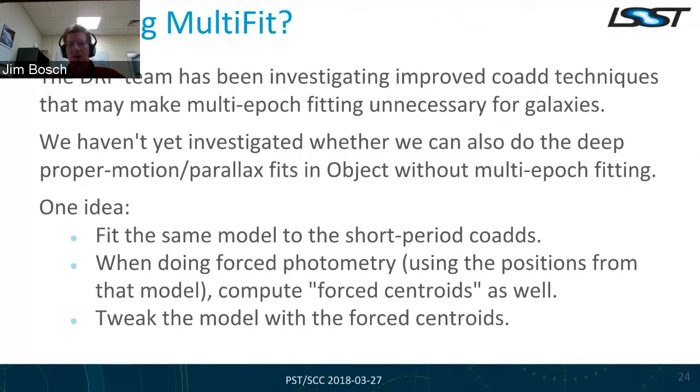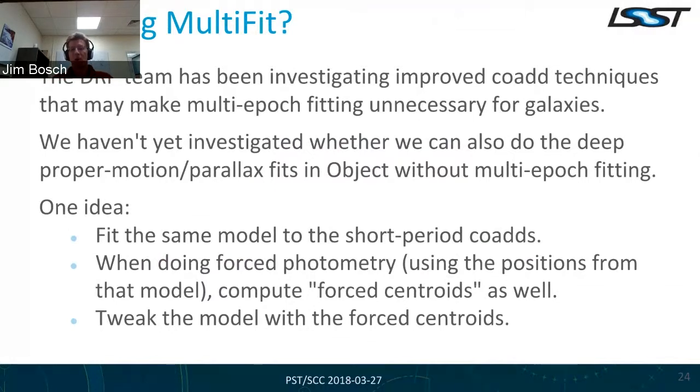But I think you can get quite a bit from that, because at least for most things, most stars, things aren't moving very far in those short period coadds. When you do the forced photometry, then we use the positions from that model, and we compute forced centroids as well, which is essentially saying, given this filter that I put down from what my model says the object should be, compute the actual centroid, which is some small delta from what that model originally says. And then you can model with the forced centroid.